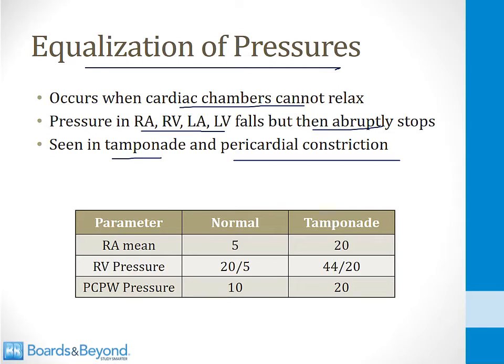So a normal right atrial mean pressure is about 5. A normal right ventricular pressure is 20/5. And a normal pulmonary capillary wedge pressure, which is a marker of left atrial pressure, is about 10.